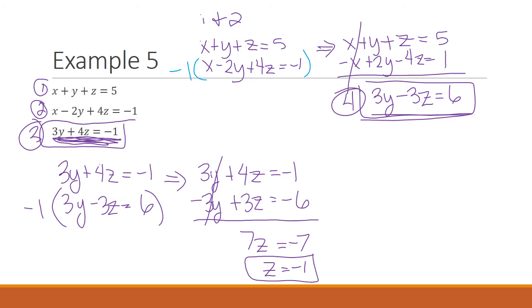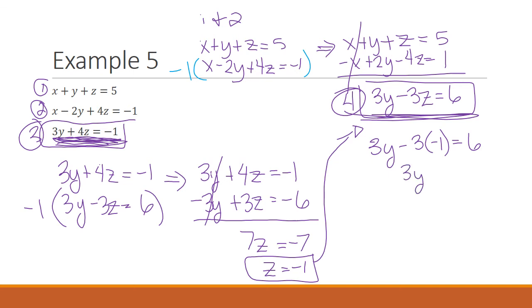All right, so now that I have that one, I can plug my z into either of my two variable equations. So I'll just go ahead and plug it in here. So I've got 3y minus 3 times z is -1 equals 6. So I'm just plugging my z into that equation. That's 3y plus 3 equals 6. 3y equals 3 by subtracting 3 on both sides. So y equals 1. That's my second piece.